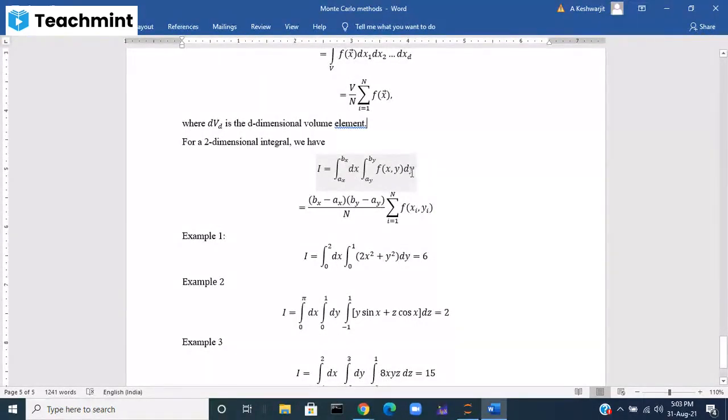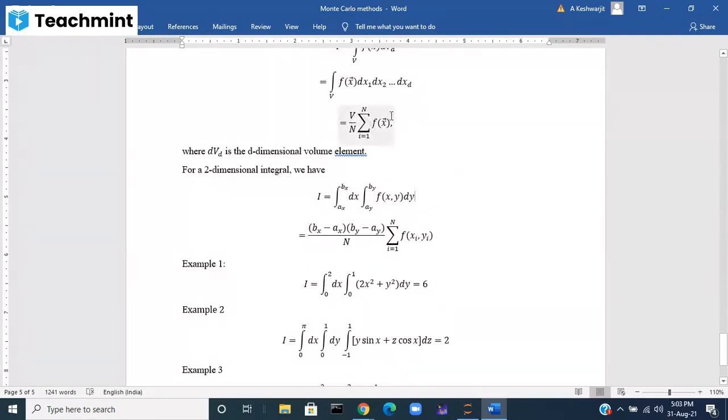So x goes from ax to bx, y goes from ay to by. This is the integration of f of x, y, dx dy. The integration limits are ax to bx for x, and ay to by for y. Using this formula, V will be (bx minus ax) times (by minus ay).